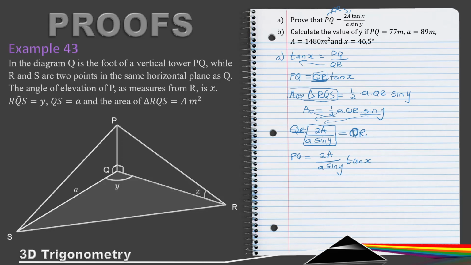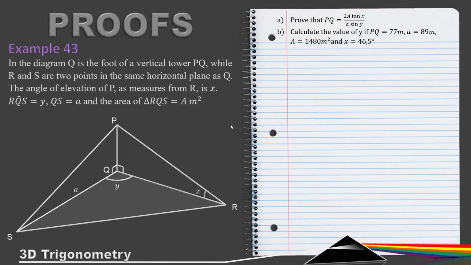Okay, so now let's see what the original one looks like. We're almost there, we just need to write it in the same format. So this is 2a tan x over a sine y. Alright, that is done. So the next question: calculate the value of y.